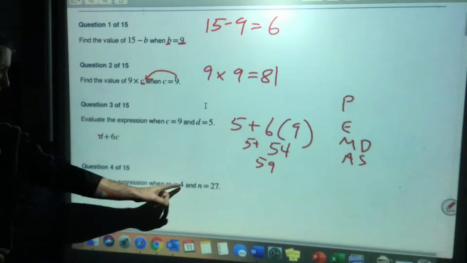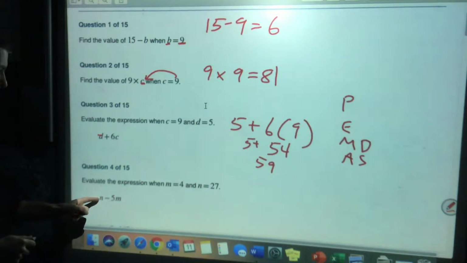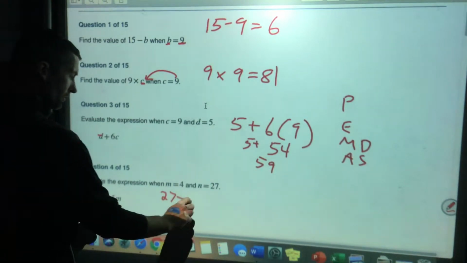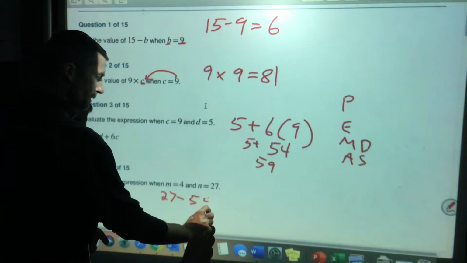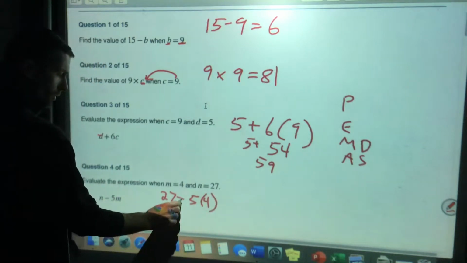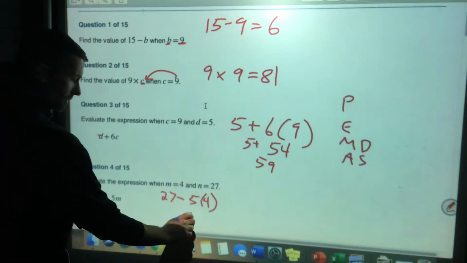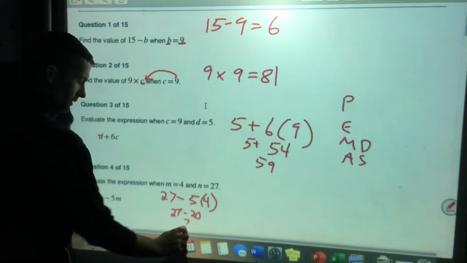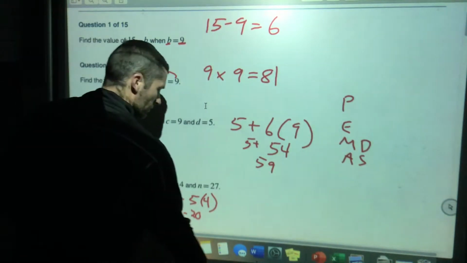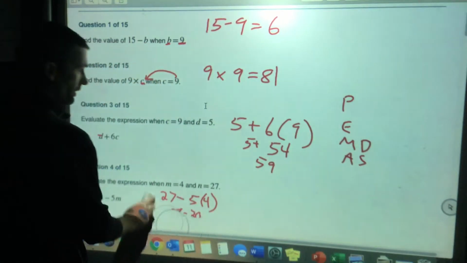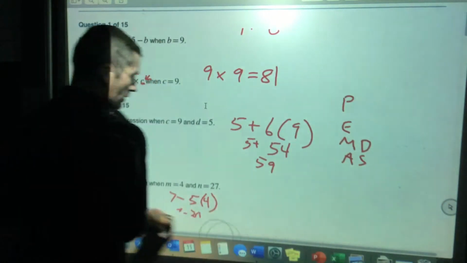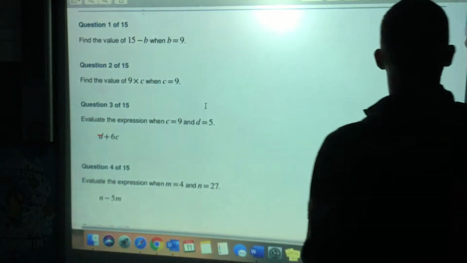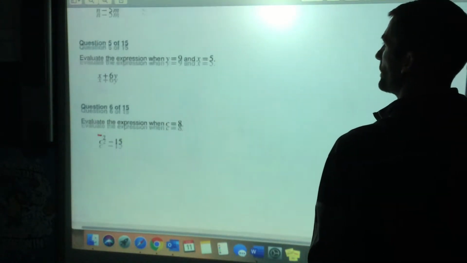Evaluate the expression when m is 4 and n is 27. So for n, I'm going to put in 27 minus 5 fours. So order of operations, I'm going to multiply before I subtract. So it's 27 minus 20, the answer is 7. Here we are using algebra on expressions, not equations. Next week we'll deal with equations.